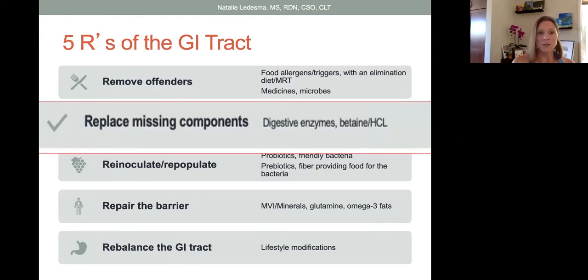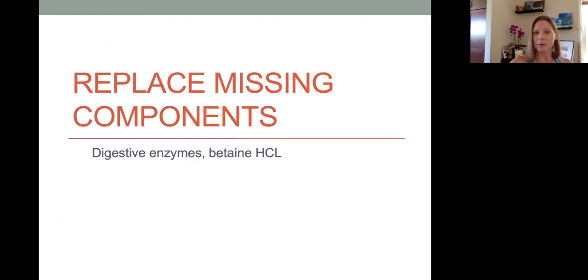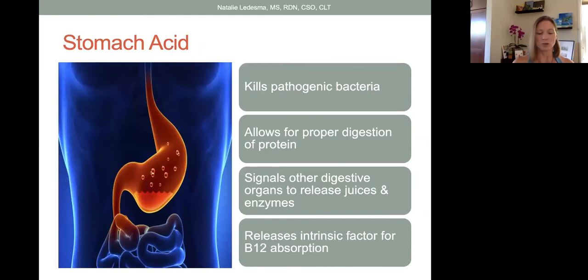So the second R to touch on is replace. We want to replace the missing components. Do you have adequate digestive enzymes? Do you have adequate stomach acid, betaine, hydrochloric acid, for example? Stomach acid is crucial. It helps to kill off pathogenic bacteria. It allows for proper digestion of protein. It signals other digestive organs to release juices, such as bicarbonate.